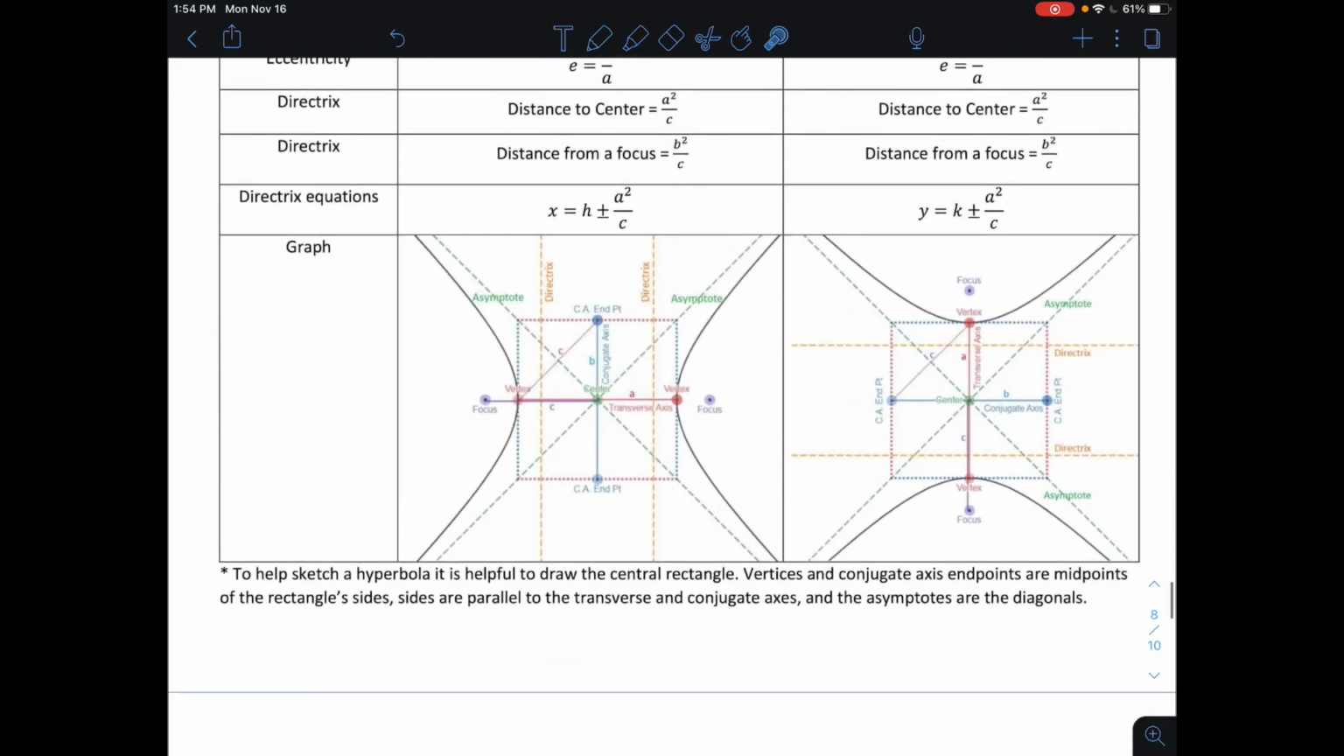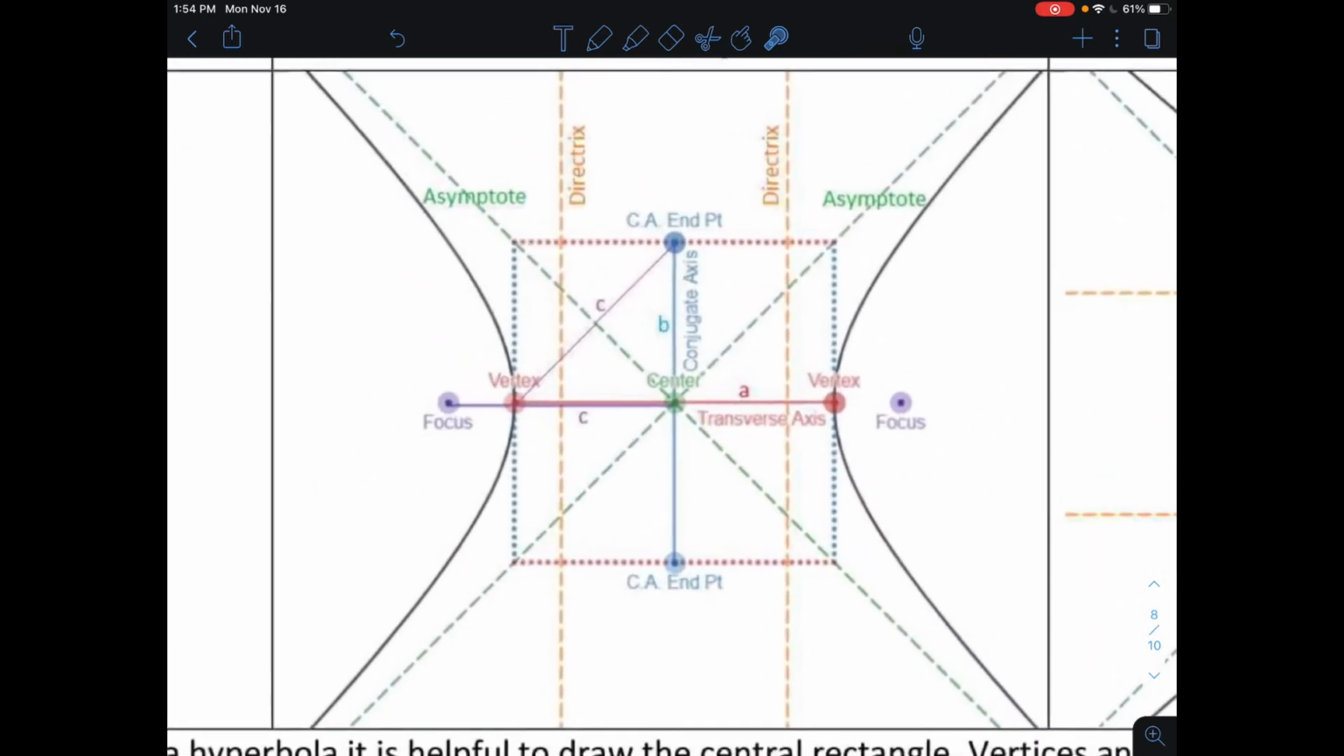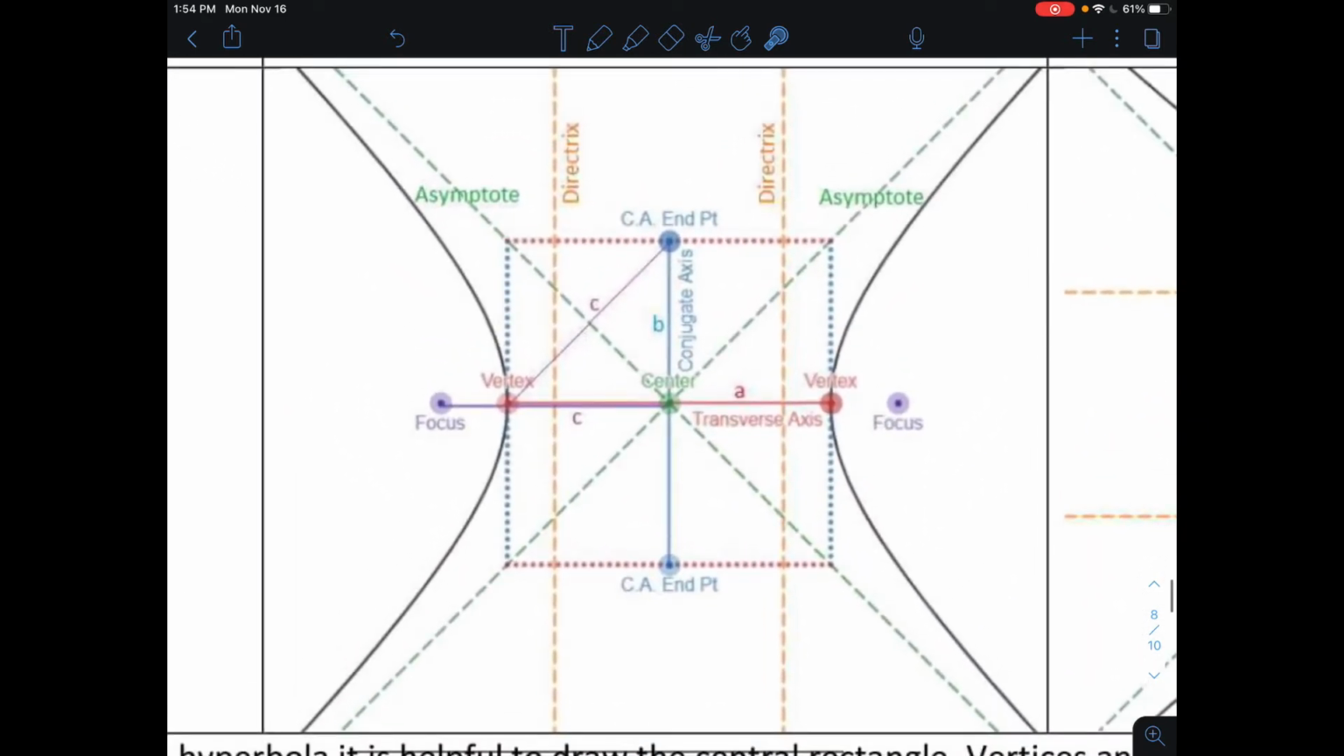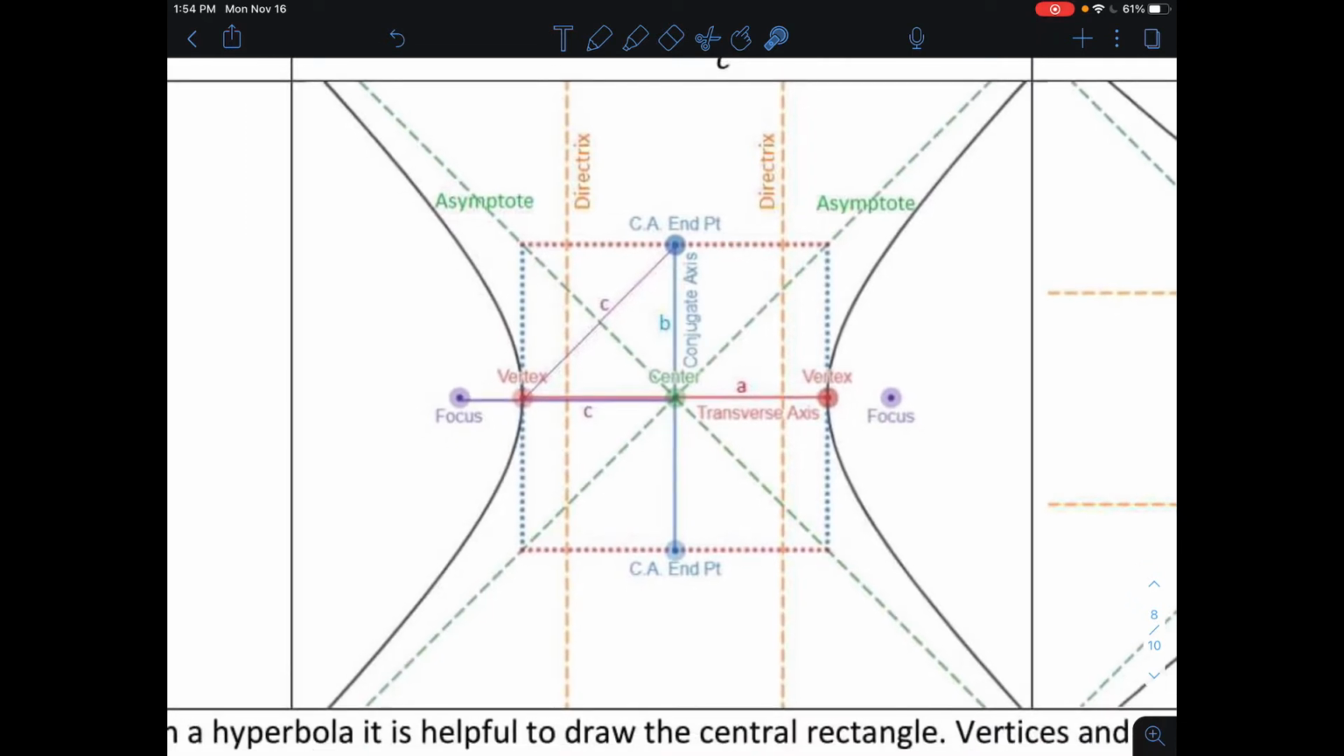So let's look at a graph here, and we'll do the one where it's oriented left and right. The hyperbola itself is in black. Now, it's a very busy picture because it has everything on it. We have our center here in the middle. The distance from the center to the vertex is a. That's half of our transverse axis. Our conjugate axis, which in this case goes up and down, has a distance from the center to the conjugate axis endpoint of b. Notice how the hyperbola, which has branches facing opposite directions, never touches the conjugate axis.